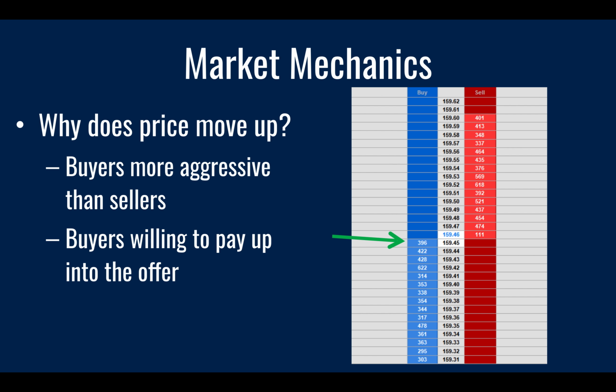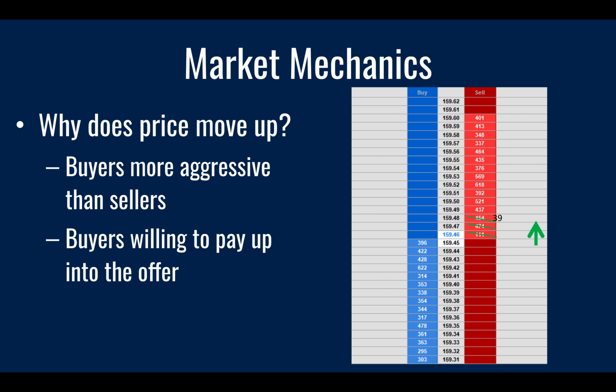You're prepared to buy it at whatever the current price is. We can see that 396 contracts are currently sitting on the bid at 159.45. This means there are 396 contracts which are buy limit orders. We can also see that there are 111 sell limit orders on the offer. In order for price to move up from 46 to 47, at least 111 contracts will need to be bought at market.